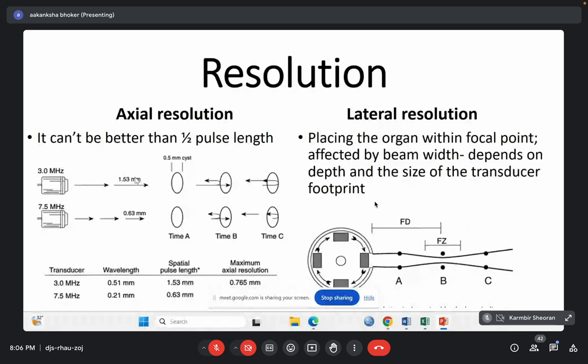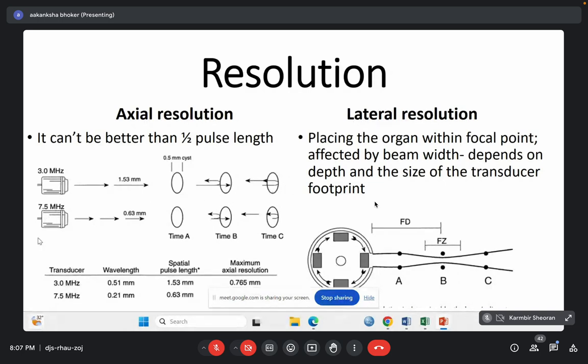Pulse length is high, 1.53 mm, and suppose this is the cystic lesion. So the whole ultrasound wave from here will go to the first interface, a part of it will go towards the second interface, and the transducer will perceive the returning echo as if it was coming from a similar object. यह एकदम dense structure की तरीके से दिखाई देगा.